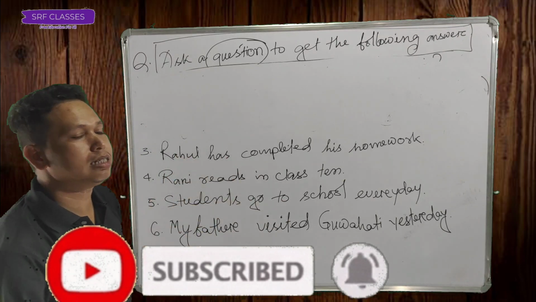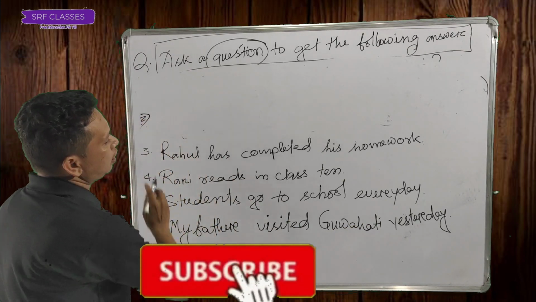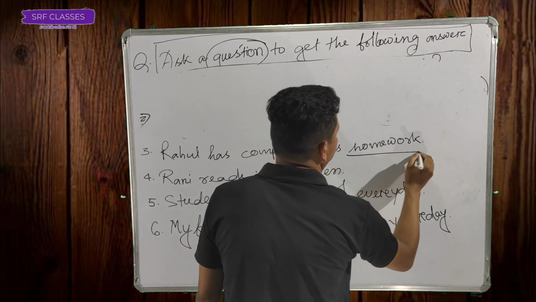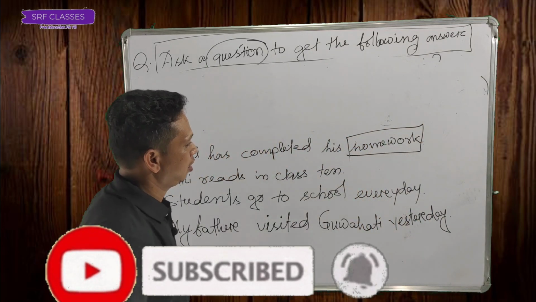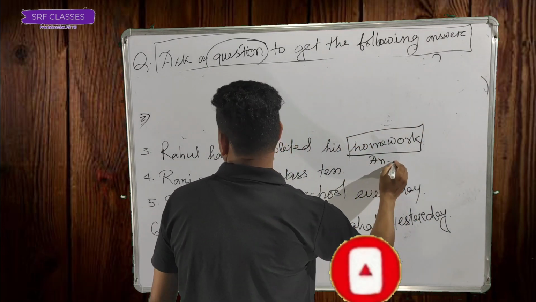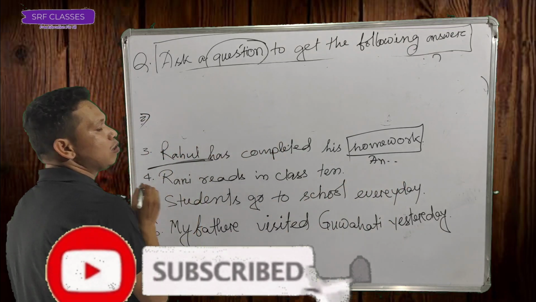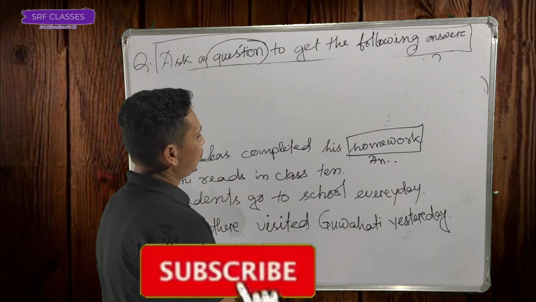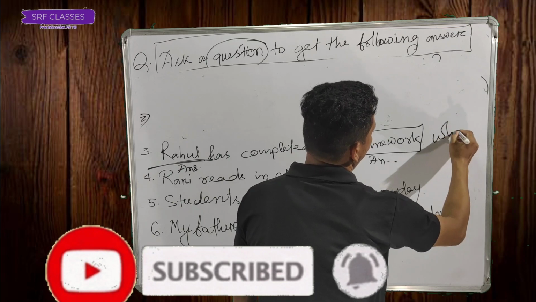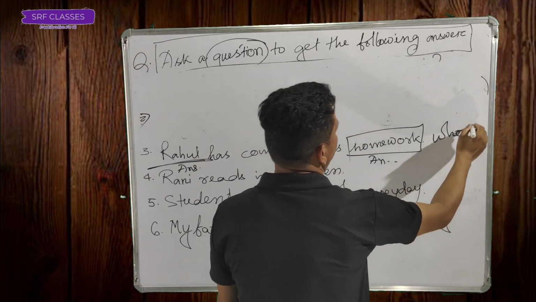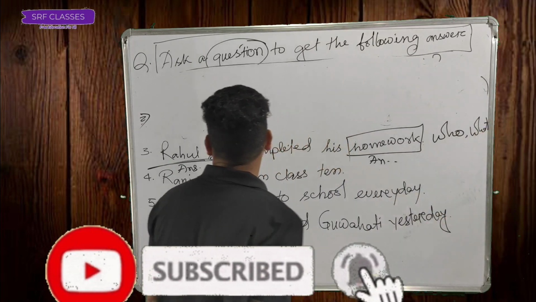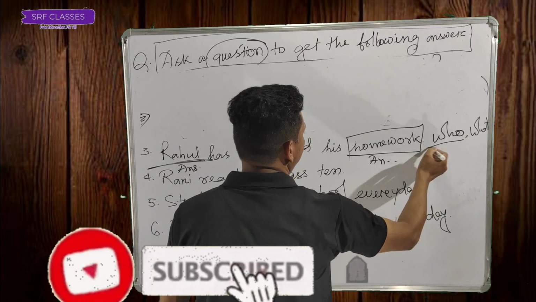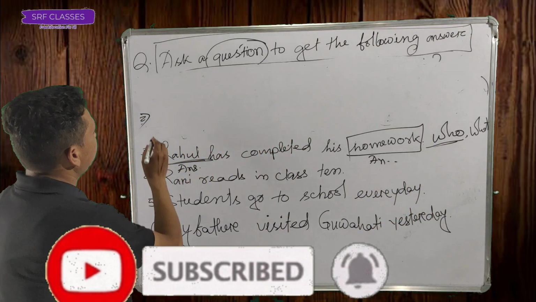Rahul has completed his homework. So in this sentence, the homework can be an answer, and Rahul can also be an answer. Okay. So if the answer is Rahul, then in bracket it will be who, or it can be what. Okay. So first of all, we will take this who.